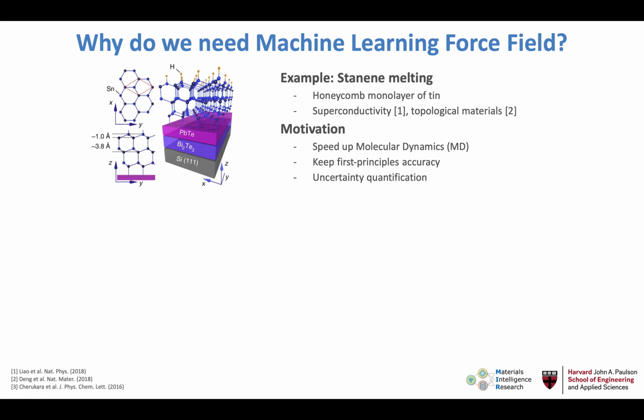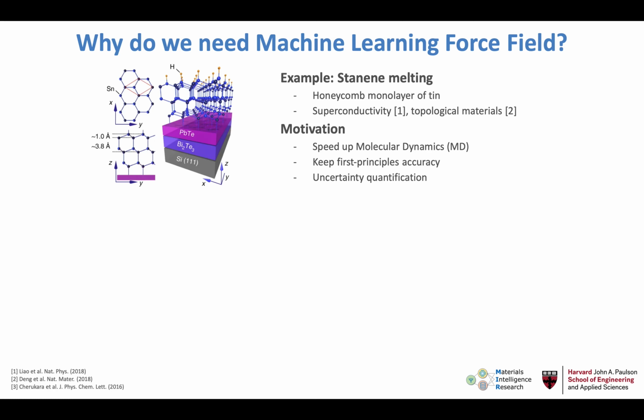So the first question is, why do we need a machine learning force field? Let me take Stanene as an example. Stanene is the honeycomb monolayer of tin. It has shown some really attractive properties, like superconductivity for few-layer Stanene and, for example, the quantum spin Hall effect. And we are interested in the melting behavior of the Stanene system.